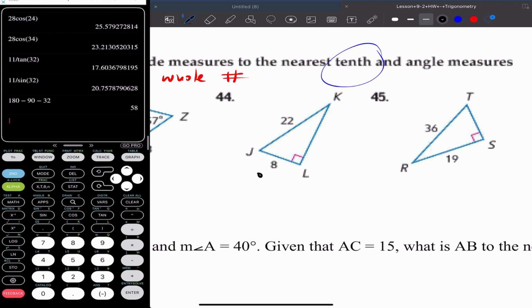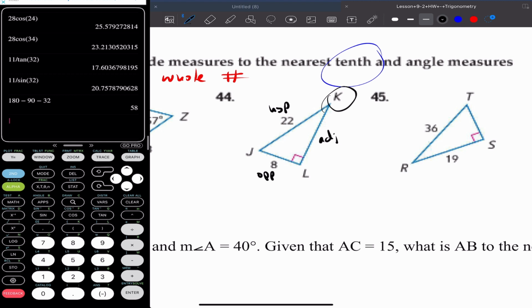So I'm gonna label this opposite, and I'm gonna label this hypotenuse. Okay, so circle this. This should be opposite. This is your hypotenuse, and then this should be your adjacent side. Okay. There's a lot to do for number 44.